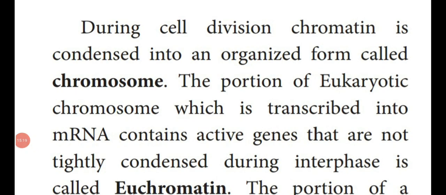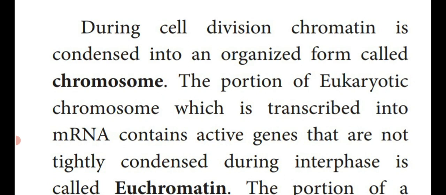Dear students, during cell division, this chromatin, that is the net-like or thread-like structure, is condensed, that is, changed into a short and organized form called chromosome. So the chromatin reticulum, a network structure that is coiled, uncoiled, indistinct and thread-like, is known as chromatin reticulum. During the cell division process, it is condensed and shortened into an organized form known as chromosome.